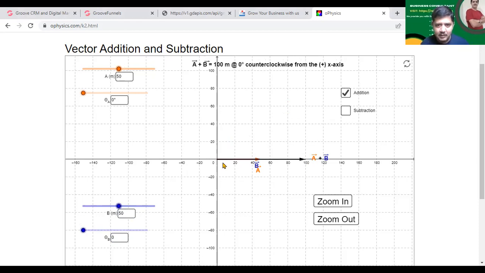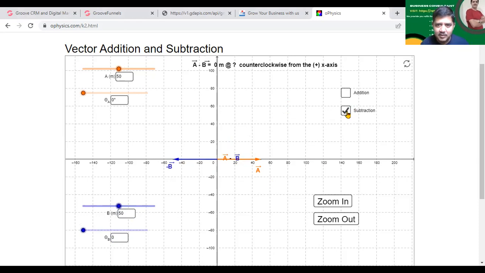So A plus B should give you 100 units, and that's what you are getting here. Now if I subtract, what should I get? A minus B. It should be 50 minus 50. If I click on this checkbox, what is the answer you should get? 0. Let us look at this. This is 50. This is 50. The resultant will be 0.